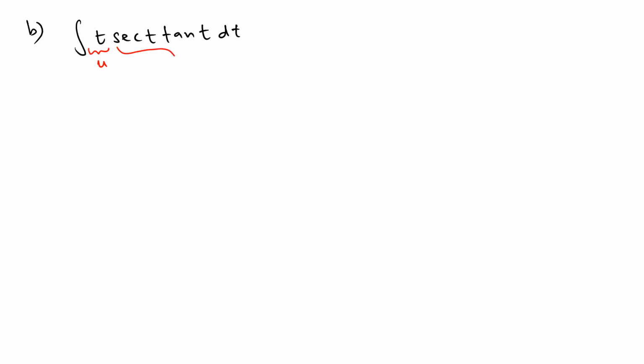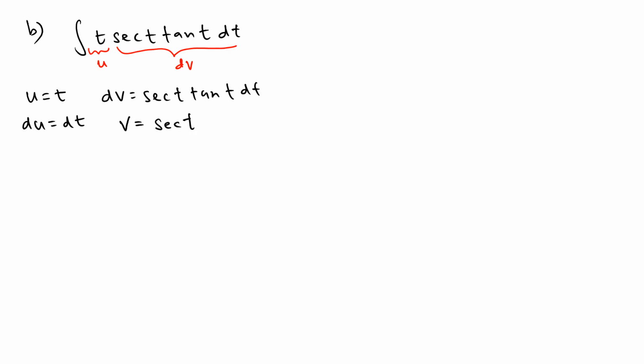and this one is dv, because this part is very easy to integrate, since that's the derivative of secant. So we can use that fact. So u equals t, dv equals secant t tan t dt. If you take the derivative, you get du equals dt. If you integrate, because secant t tan t is the derivative of secant t, you simply get secant t. Okay, so we have the formula now.